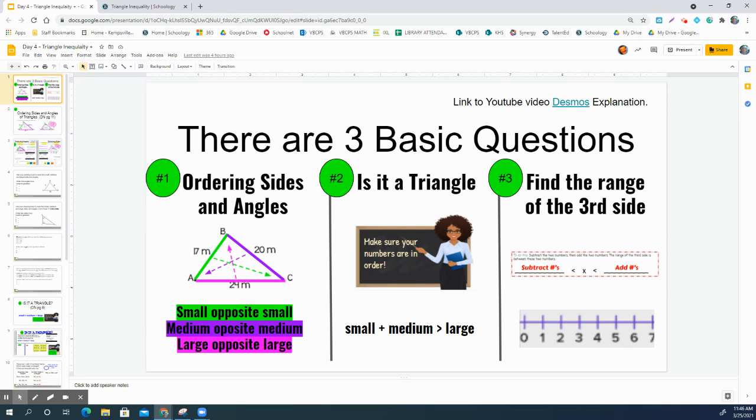The last one, we're only going to talk about sides. And if I give you sides, and I only give you two, you can figure out the maximum and the minimum of the third side by adding and subtracting. So this is kind of our goal for the day. It's what we're going to set it up for.